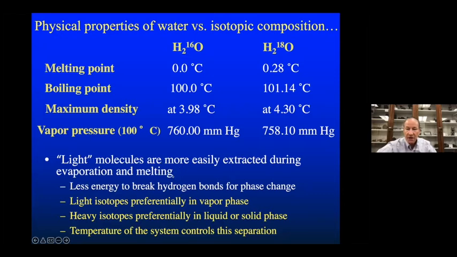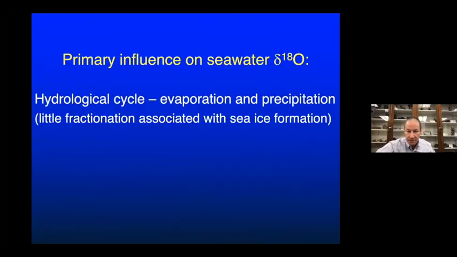So we'll be thinking about what happens at the ocean surface. There is always some evaporation, and it's preferentially the light isotope. But then once in water vapor or in the air, the heavy isotope will preferentially rain out. And the temperature of the system controls the amount of that separation.